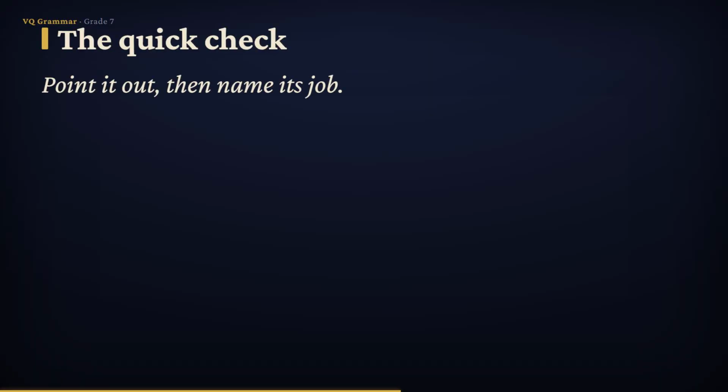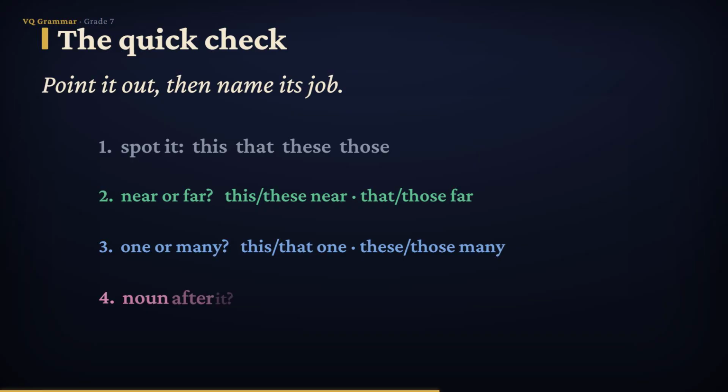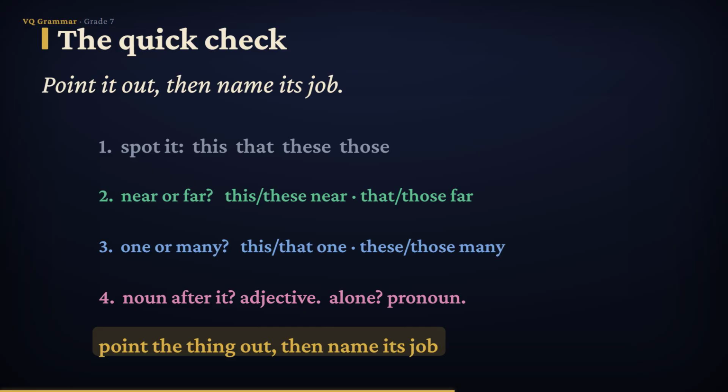Let's boil the whole lesson into a quick check. First, spot the demonstrative. Is it this, that, these, or those? Second, ask near or far. This and these are near. That and those are far. Third, ask one or many. This and that point to one. These and those point to more than one. And fourth, look at what comes next. If a noun follows, it's a demonstrative adjective. If the word stands alone, it's a demonstrative pronoun. Point the thing out, then name the job.